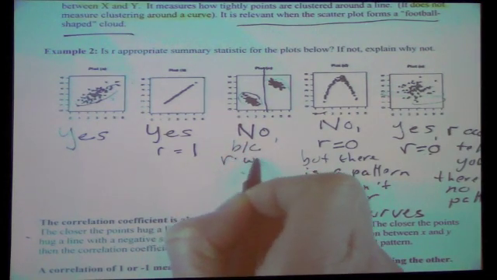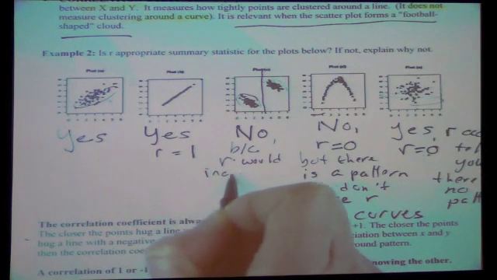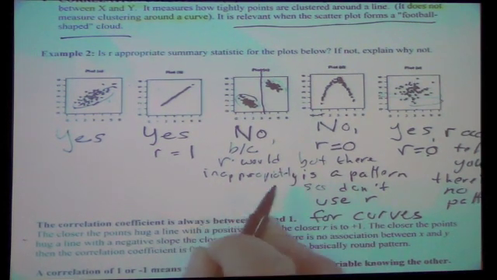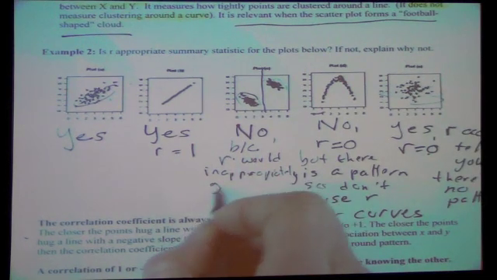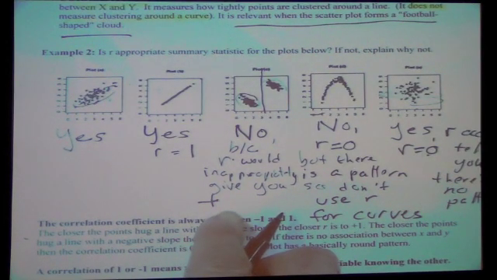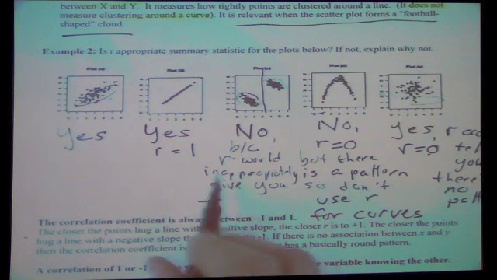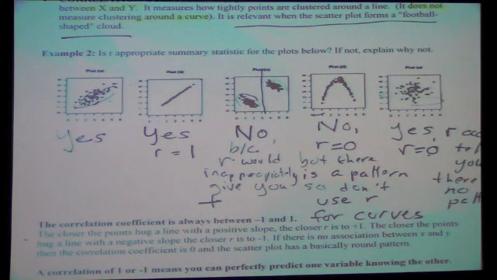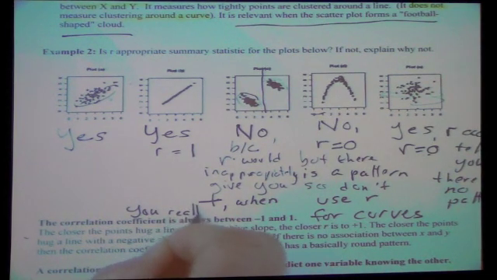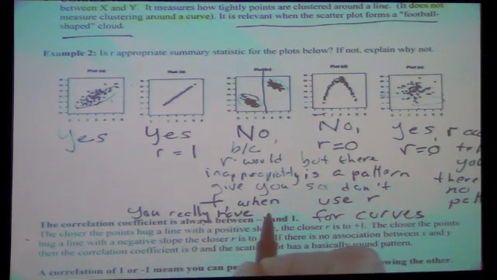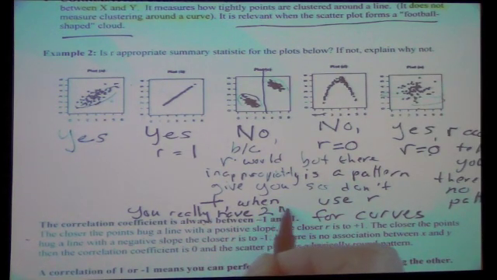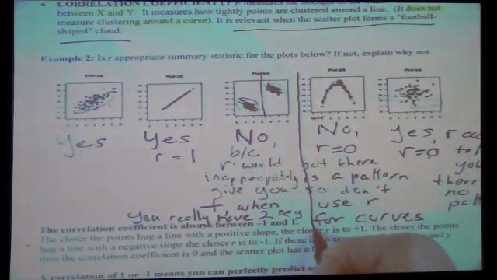How do you spell it? Inappropriately. Sorry, that's spelled so badly. Inappropriately give you a positive correlation when there's really two groups of negative. So you'd want to break the data down. Boy, I can't fit it in. You really have two negative groups. Thank you. And you really have two negative groups.